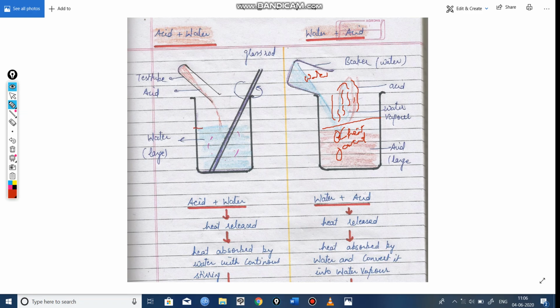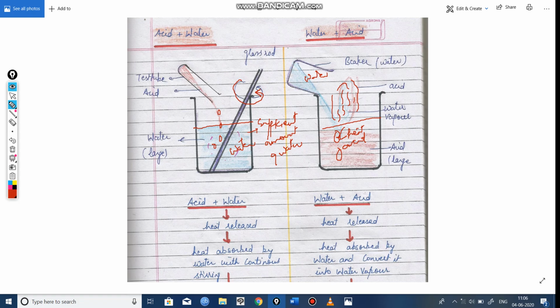This is water. Take a sufficient or required amount of water in a beaker, then add acid dropwise with continuous stirring. What is the method of dilution? Add acid to the requisite amount of water, drop by drop with continuous stirring with a glass rod.